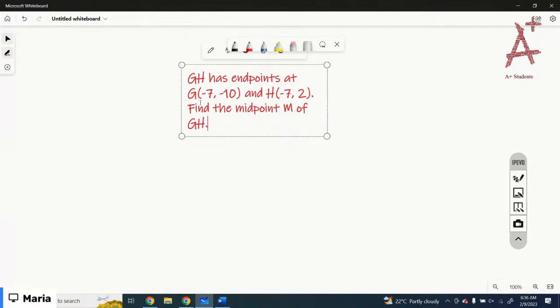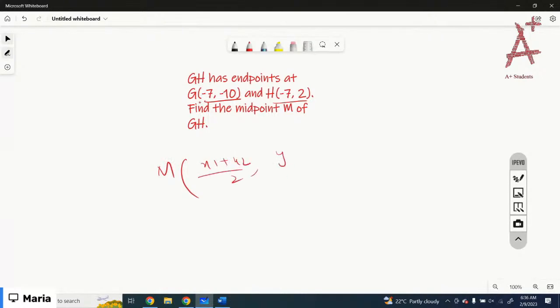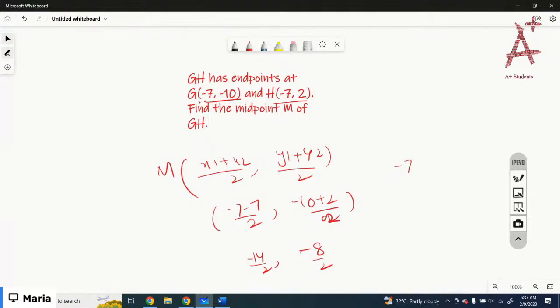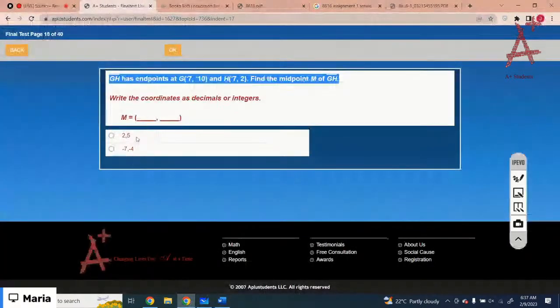Okay, so G has the coordinates -7 and -10 actually. So you have to calculate M by x1 plus x2 over 2 and y1 plus y2 over 2. So it would be -7 and -7 over 2, and then -10 plus 2 over 2. Got it? -7 and -7 is -14 over 2. -10 plus 2 is -8 over 2. So it would be -7 and -4. So the correct option is -7 and -4. Got it?